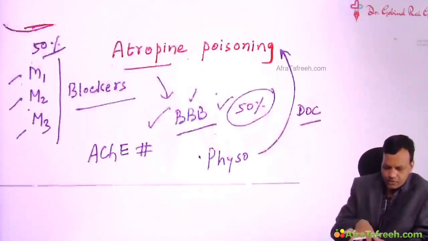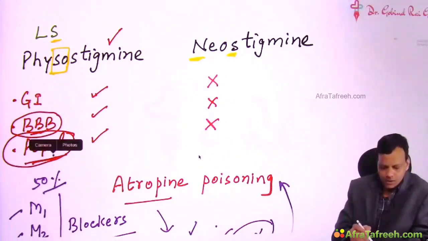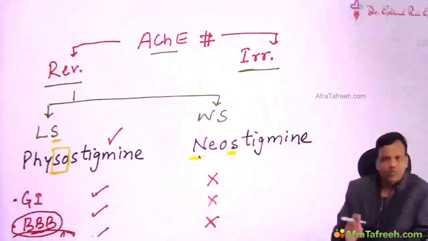So two main uses of physostigmine. One, it is used for angle closure glaucoma. Second, it is the drug of choice for atropine poisoning.